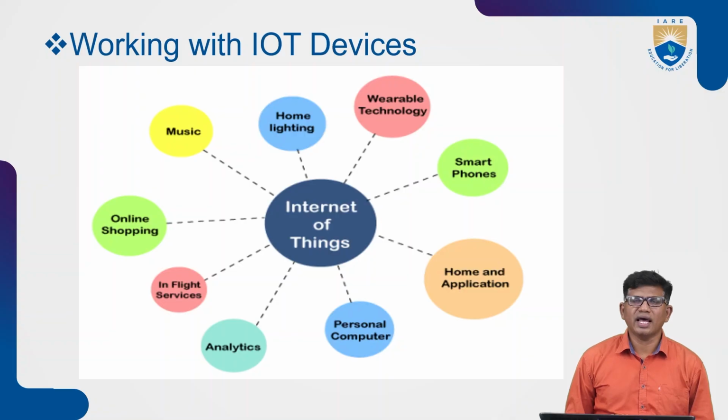So here the analysis we can check or we can browse on the internet. And in flight services, we can book the tickets, and along with the seating, we can book the beverages and the breakfast also. So we can book simultaneously. That service is also possible with the help of these internet things.